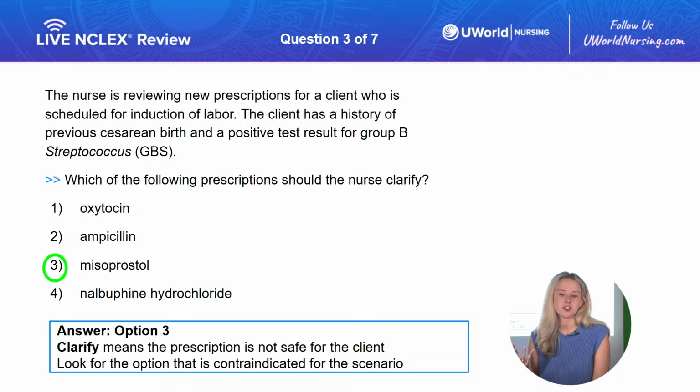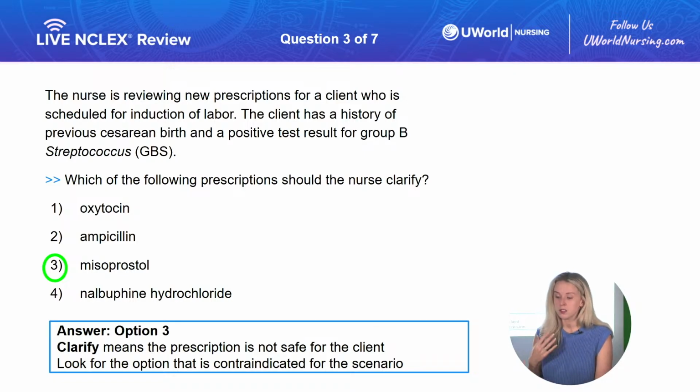So previous C-section clients are actually going to be contraindicated for misoprostol. Misoprostol, the trade name is Cytotec, is a cervical ripening agent that's used to ripen the cervix before we induce with a Pitocin or an oxytocin. What it does is help to stimulate contractions to dilate and efface that cervix and make some progression so we can further induce labor. In this case, misoprostol will be contraindicated in clients with previous C-section because it increases the risk for uterine rupture with clients who have prior uterine incision, such as a C-section. This is the prescription that we would clarify because it's unsafe to give.